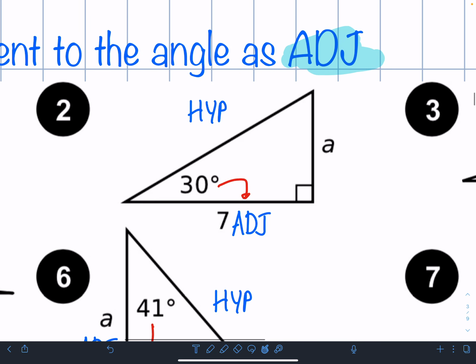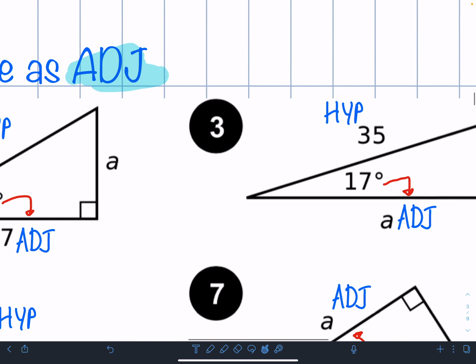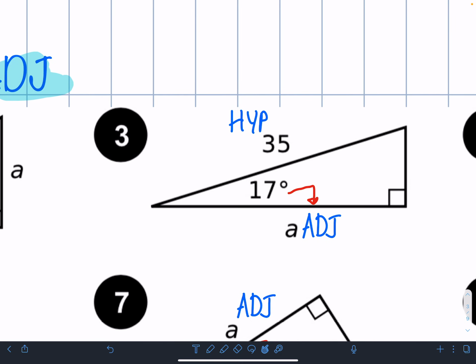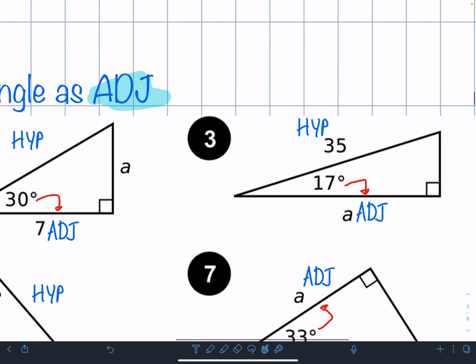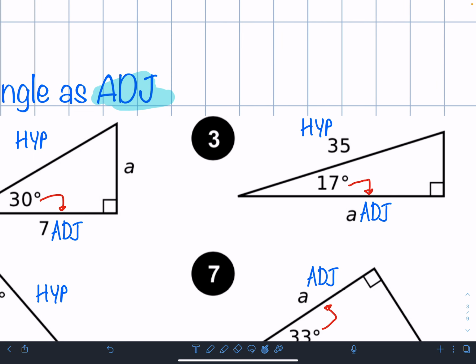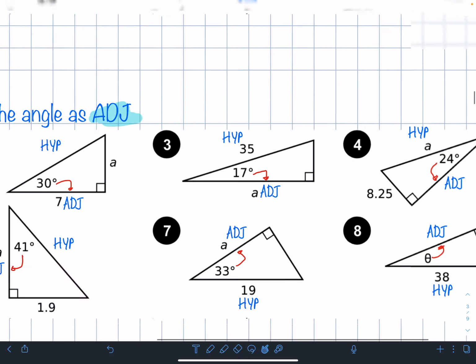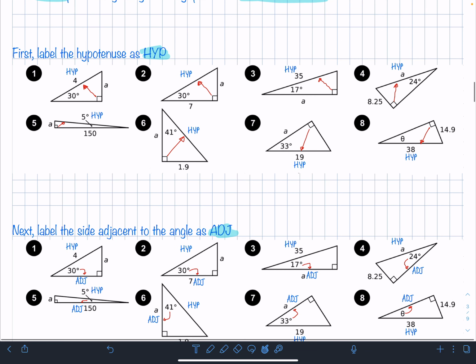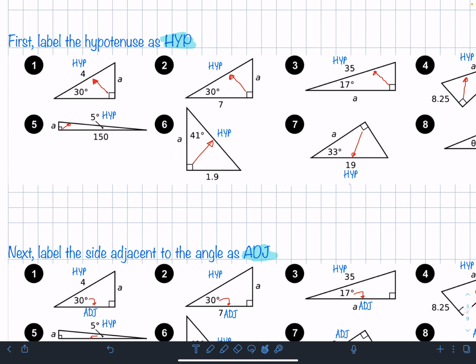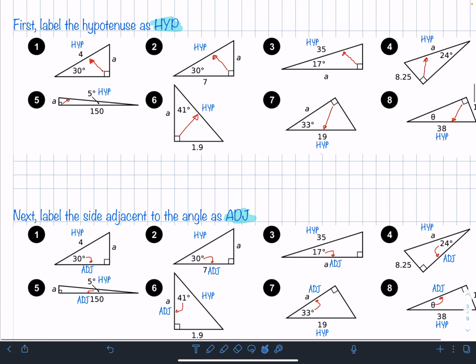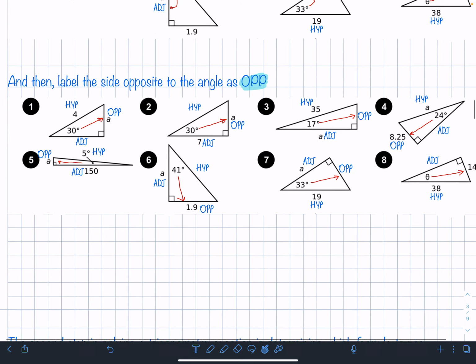Number 2, ADJ is 7. Okay. Number 3, ADJ is A. So it's really, really important for you to label the hypotenuse first and then the adjacent. And the reason is you can easily identify the hypotenuse because it's straight across from the little right angle square. Okay, don't want to mess up the labelling of hypotenuse and adjacent. So always hypotenuse first, then adjacent, and then after that you label opposite.